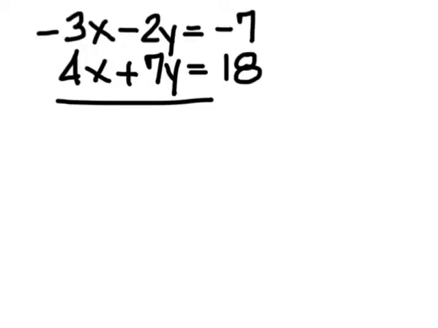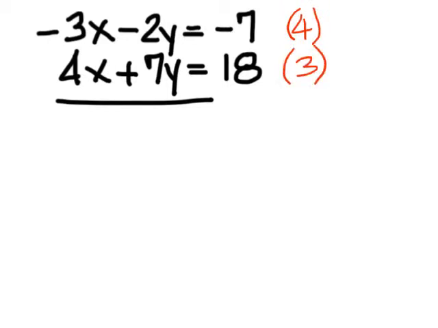Example: negative 3x minus 2y equals negative 7, and 4x plus 7y equals 18. Forget about the negative sign on the 3. Just think of 3 and 4. What is the lowest number that both 3 and 4 will go into? 12. So I have to multiply the top equation by what? 4. And the bottom one by what?